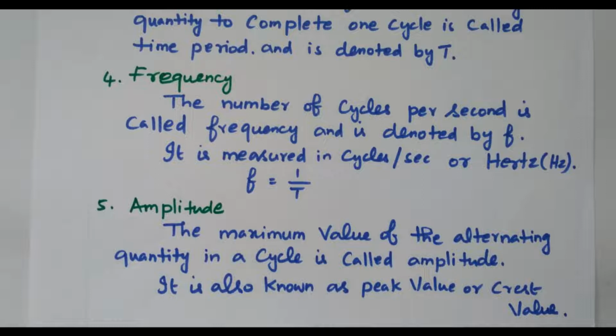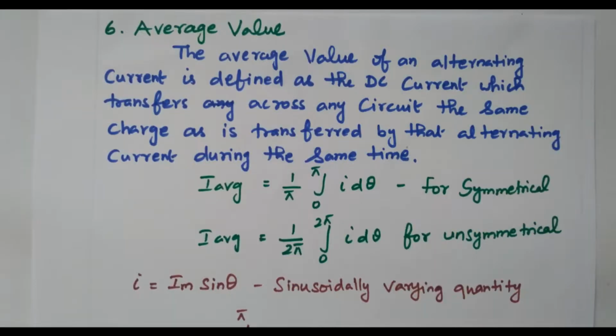Now we'll go to the remaining terminology. The next term is the average value. What is average value? See, the waveform keeps on changing, from initially 0, then reaches the maximum value, again 0, again going to negative. So the values keep on changing. Average value means we need to add all the terms from 0 to 360 degree.